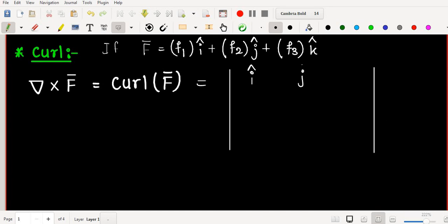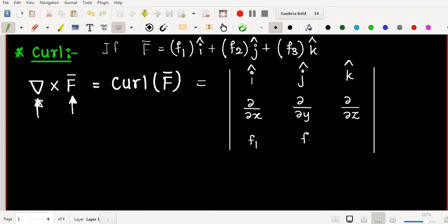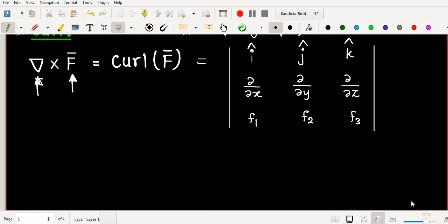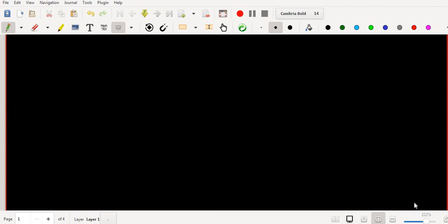The first row is the unit vectors i bar, j bar and k bar, the second row is the components of vector del, that is partial derivative with respect to x, partial derivative with respect to y and partial derivative with respect to z. And the third row of this determinant is obtained from the components of vector function f bar, that is f1, f2 and f3, where f1, f2, f3 are functions of the variables x, y and z. Evaluating this 3 by 3 determinant, we get the required value for curl of the vector function f bar.